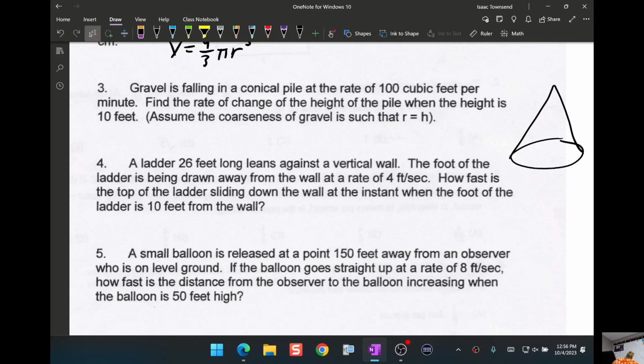So, 5 squared. No, that's right. The ladder is 26 feet, and the rate is 4 feet per second. And it's 10 feet away from this wall. I got the derivative of the Pythagorean theorem, plugged in what I knew, and then I did the Pythagorean theorem to see what y is. Yeah. This is 10 and this is 26. The square root of 26 squared is 10.